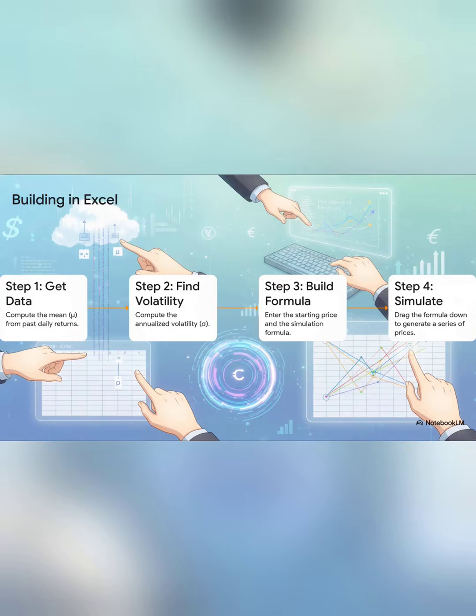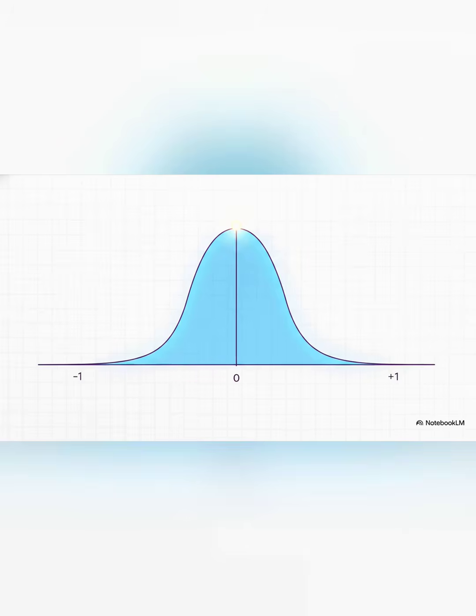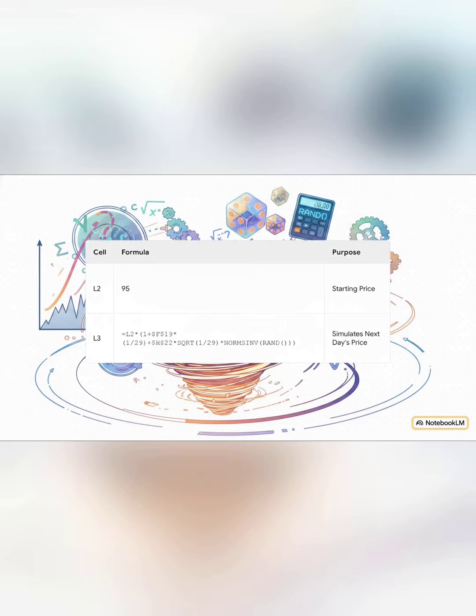All right, let's see how you'd build this in Excel. It's a pretty straightforward 4-step process. Now, this little Excel function is really interesting. It's basically the engine of randomness here. It just generates a random number that fits a bell curve with an average of 0. So this formula combines yesterday's price with the trend, volatility, and that random function.